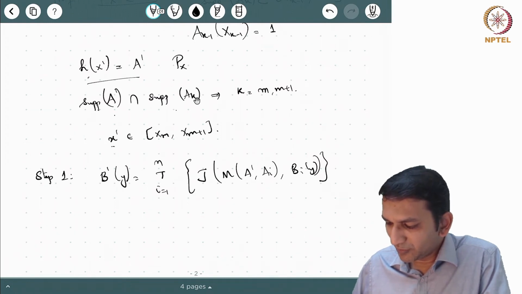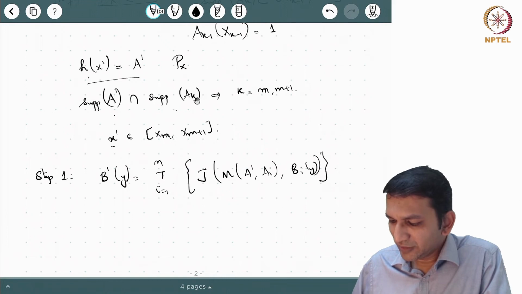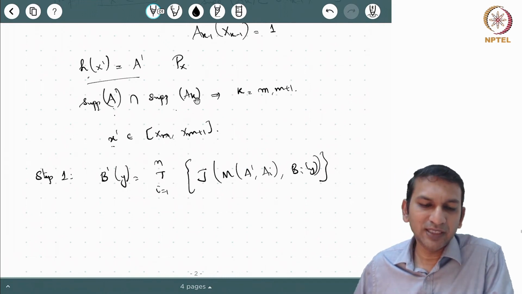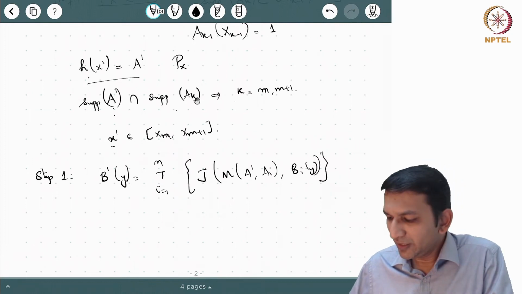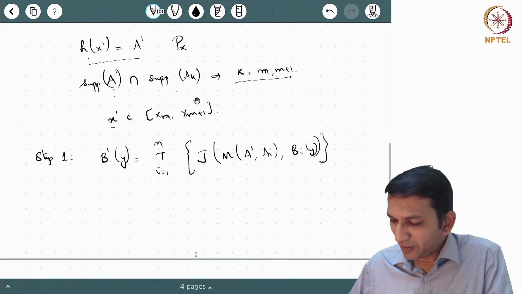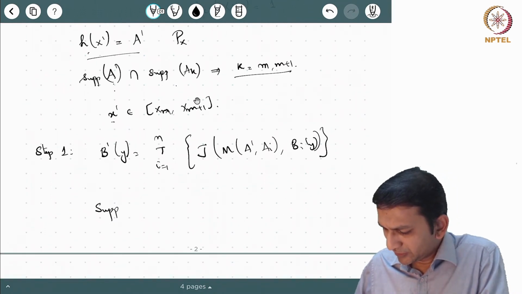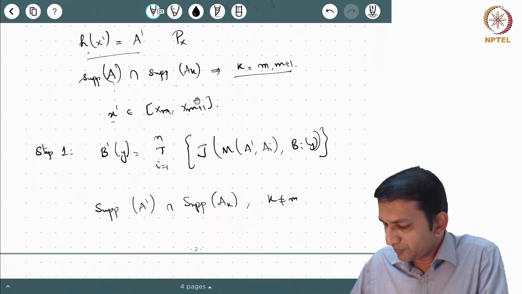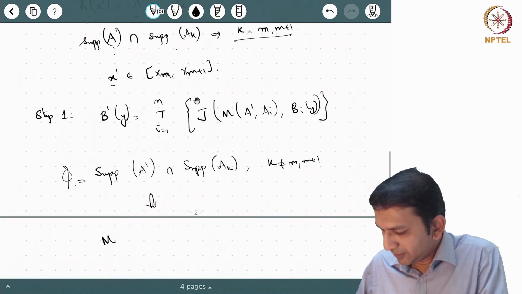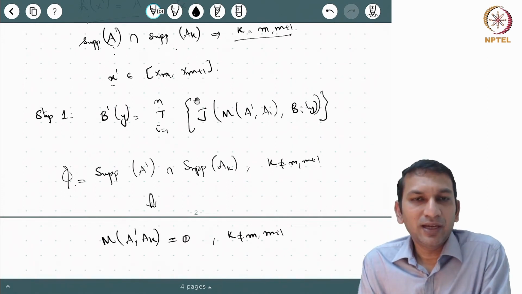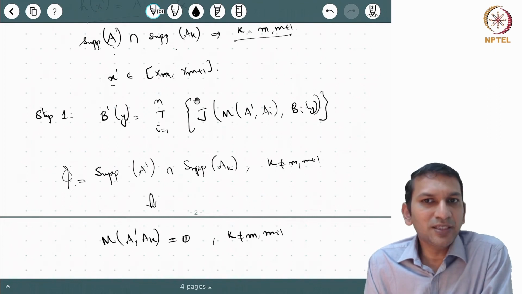Let's assume, since x dash comes from xm plus 1, it is clear then that when this x dash is fuzzified to A dash, it is going to intersect only the fuzzy sets Am plus 1. Now, that means the support of A dash intersection support of Ak, when k is not equal to m plus 1, is in fact equal to the empty set. Which means m of A dash comma Ak for k not equal to m plus 1 is equal to 0, because we have taken an m which is consistent on f of x. That means unless the supports intersect, the matching values are going to be 0.